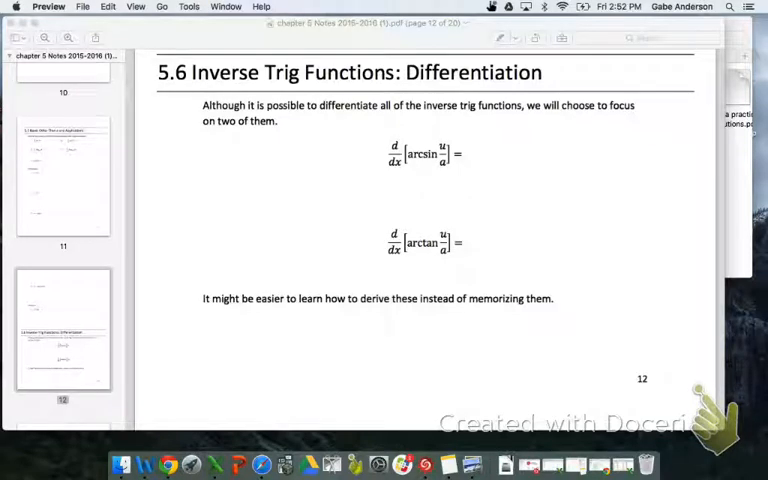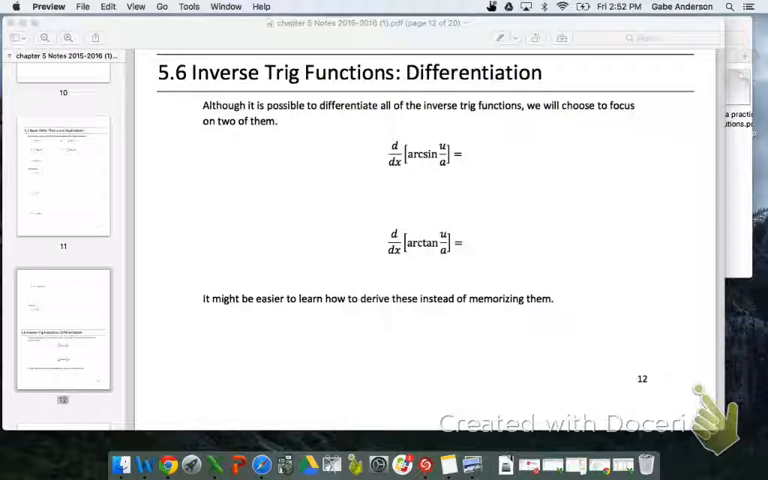This video is covering AP Calculus, both AB and BC, sections 5.6 and 5.7. We're going to look at the derivatives and integrals involving inverse trig functions. So we're going to look at a couple of formulas here. The first one is the derivative of arcsine of u over a. The other one is the derivative of arctan of u over a.